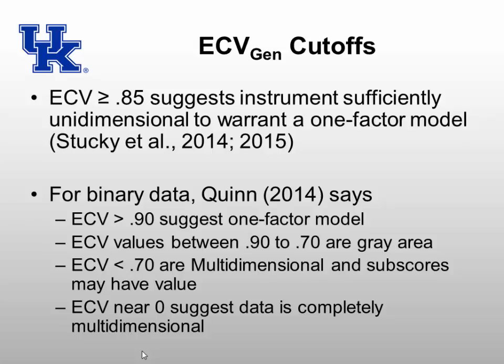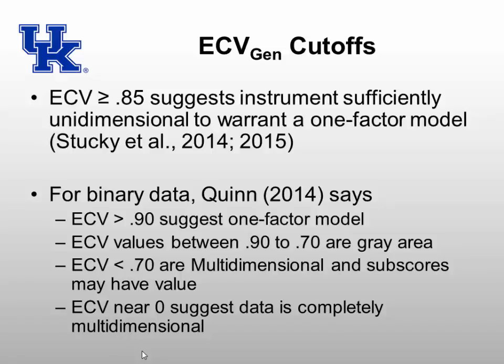Recommended cutoffs: Stuckey and his colleagues suggest an ECV greater than 0.85 suggests that the instrument is sufficiently unidimensional to warrant a one-factor model. For binary data, Quinn says greater than 0.90 is sufficient. Between 0.7 and 0.90 is ambiguous, and ECVs below 0.70 suggest that it's fairly multidimensional, and those subscales might start to have increasing relevance. Again, you notice a little bit of discrepancy, because we're still figuring this out.